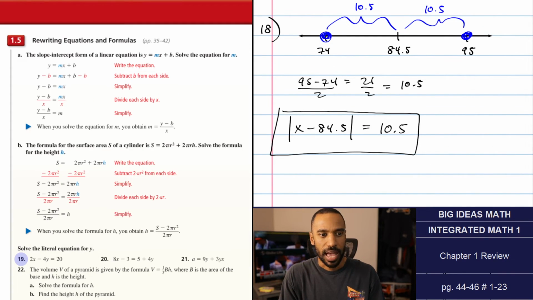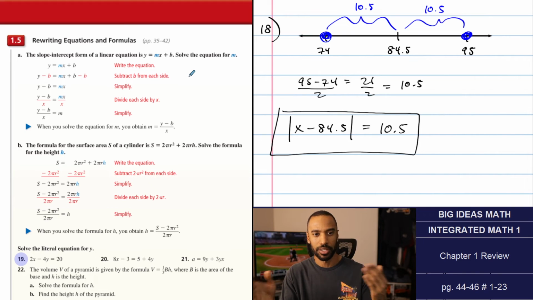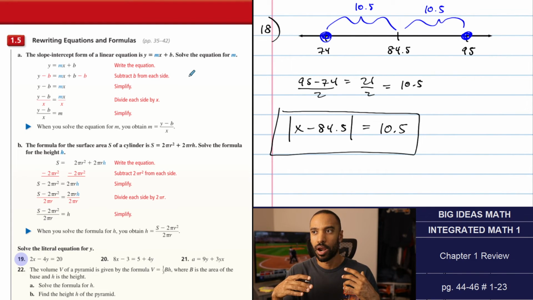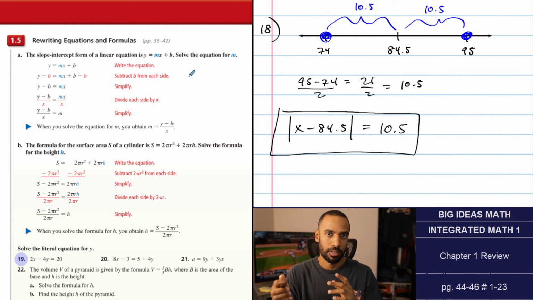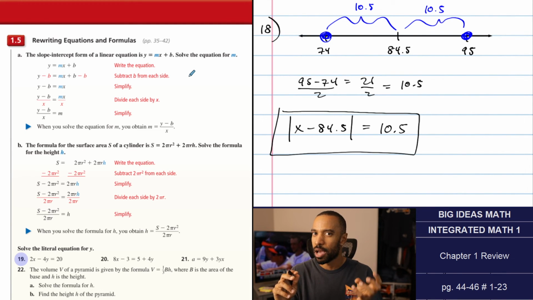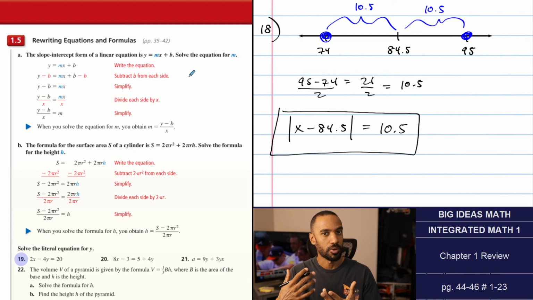Okay, last section is 1.5 on rewriting equations and formulas. We have two examples to go off of. This is where we have what are called literal equations. This is where when you solve for your answer, besides the no solution and things like that, your answers aren't just going to be a number. They're going to have other variables in it.